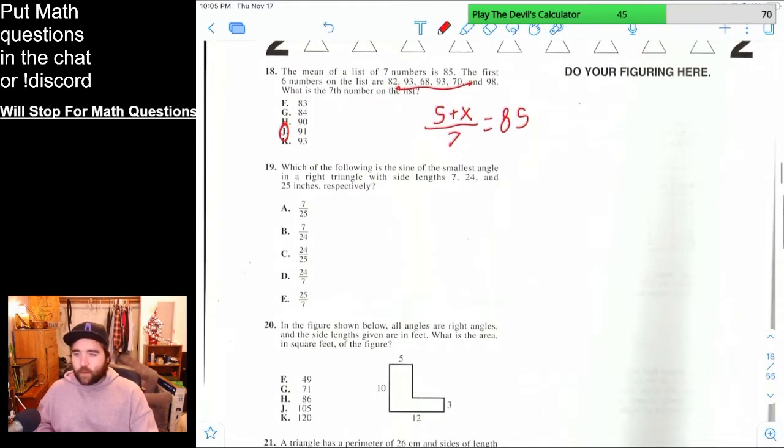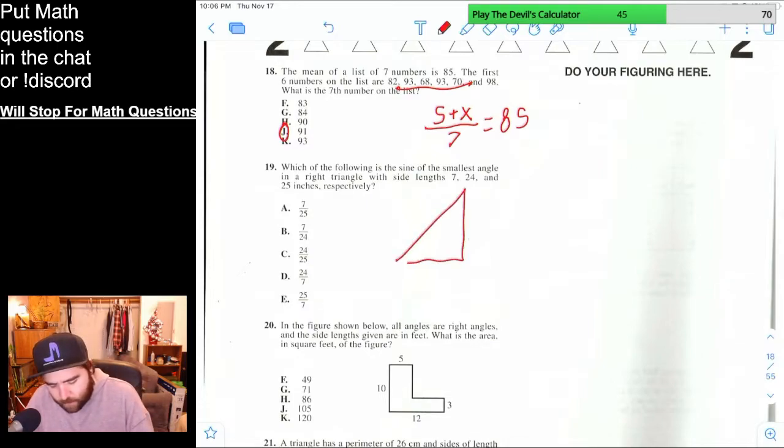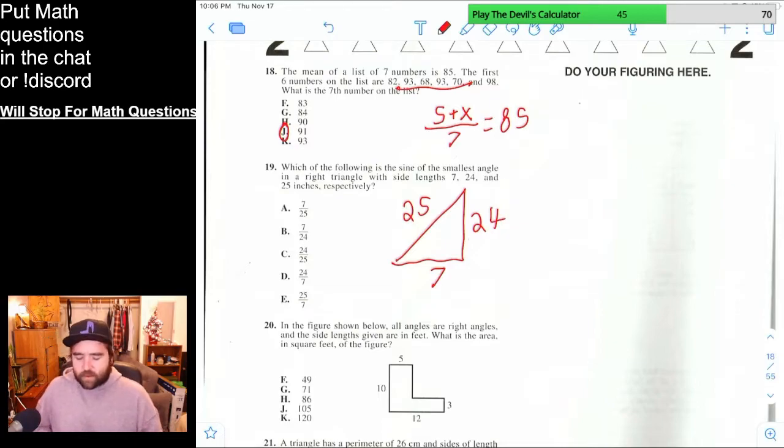Beautiful. All right. Which of the following is the sine of the smallest angle in a right triangle with side lengths 7, 24, 25? So I'd write them out. Again, the longest side is the hypotenuse, so that's 25. This is 7. This is 24. I never worry about drawing things to scale. But we should know which angle is the smallest because the smallest angle is always across from the smallest side. So you know that this is the smallest angle that we're talking about right here.